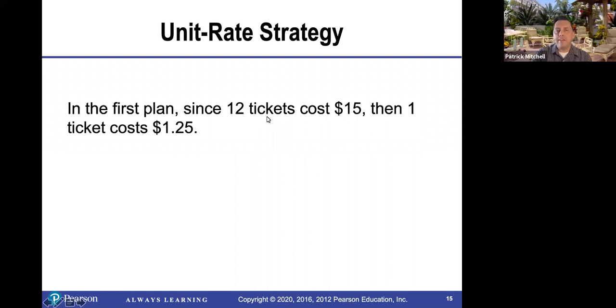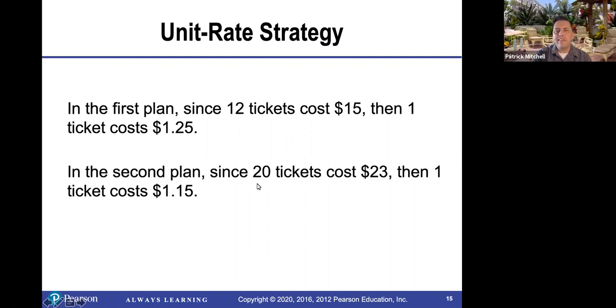In the first plan, since 12 tickets cost $15, then one ticket would cost $1.25. You get that by doing 15 divided by 12. In the second plan, since 20 tickets cost $23, then one ticket would cost $1.15. That's from 23 divided by 20. So again, the second plan is the better buy.